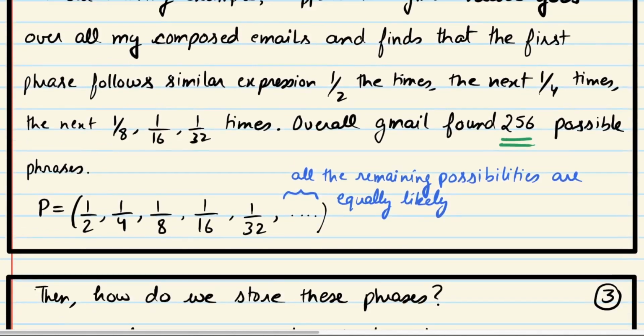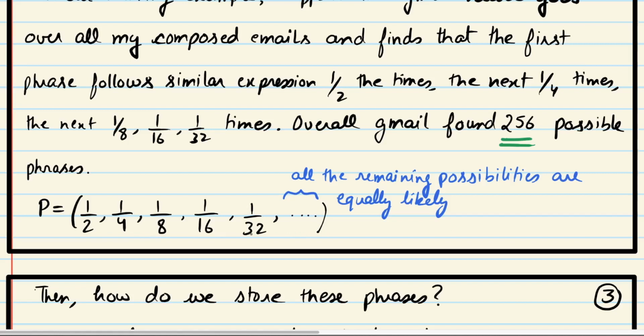So it will represent all these phrases, and the first phrase has a likelihood of half of occurring, which is a very high likelihood. Half the time I complete my emails after "sorry for the inconvenience". Then the next phrase comes 1/4 of the times. The next one comes 1/8 of the times. The next one 1/16th, the next one 1/32, and the remaining phrases all come an equal number of times. So let's see what this probability is. We have 1/2 plus 1/4 plus 1/8 plus 1/16 plus 1/32. What is that sum?